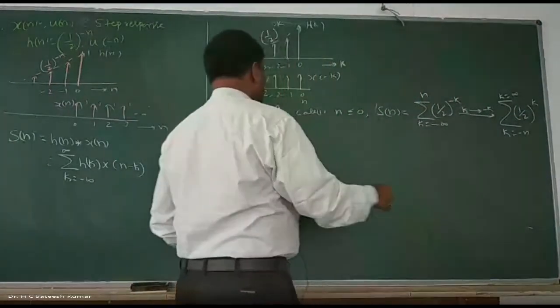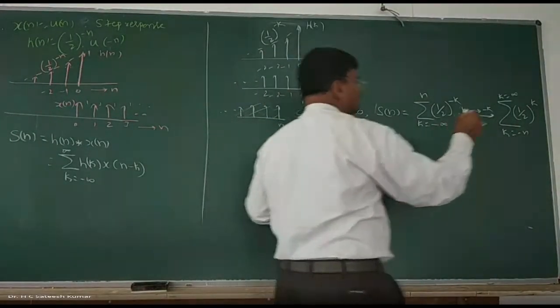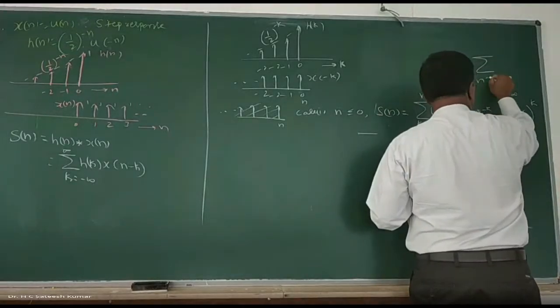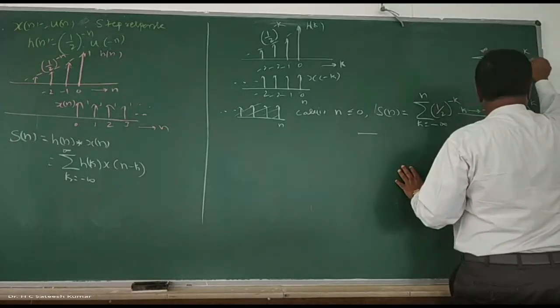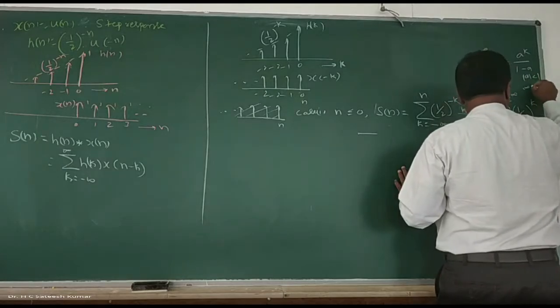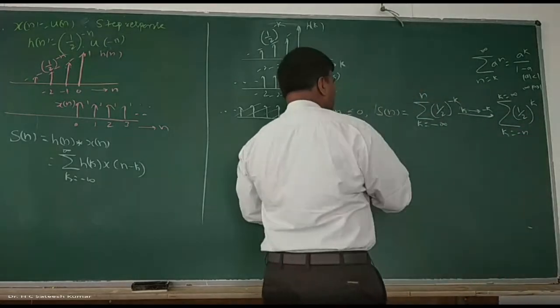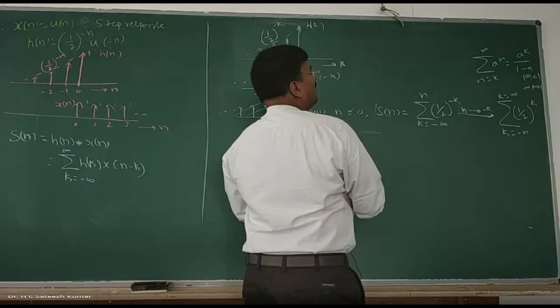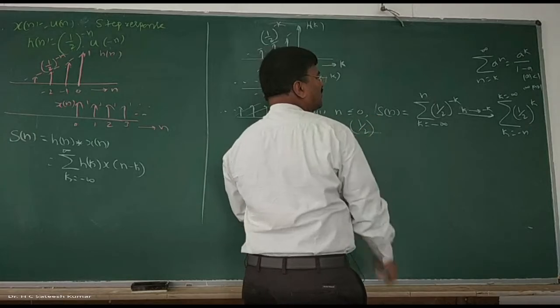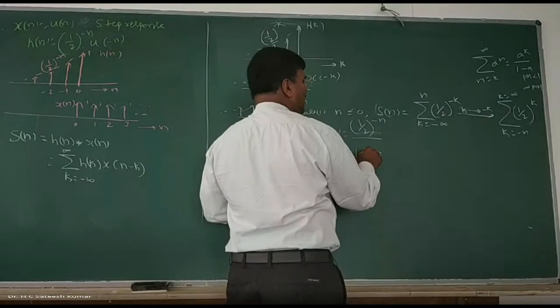That's all. For this one, we have a formula for summation. The formula is: summation n varies from k to infinity, a to the power n is equal to a to the power of k divided by 1 minus a, provided magnitude of a is less than 1; otherwise infinity for magnitude of a greater than 1. But anyhow, this is less than 1, therefore we can write s of n is equal to half to the power of minus n divided by 1 minus half.